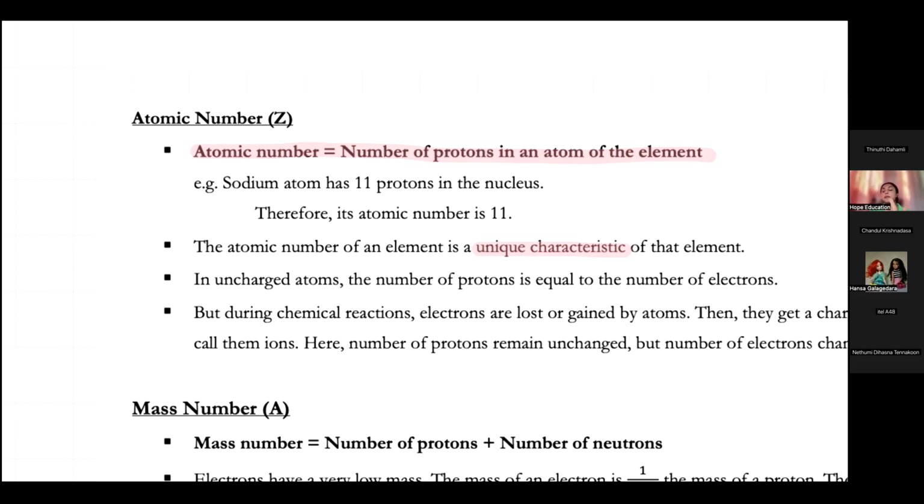The atomic number for an element is like that. So sodium has 11 protons, so its atomic number is 11. Wherever you go in this world, sodium's atomic number will be 11. At no time does the atomic number of sodium change. It's a constant, and no other element has the atomic number 11. Only sodium has it. That's why we say it's a unique characteristic.